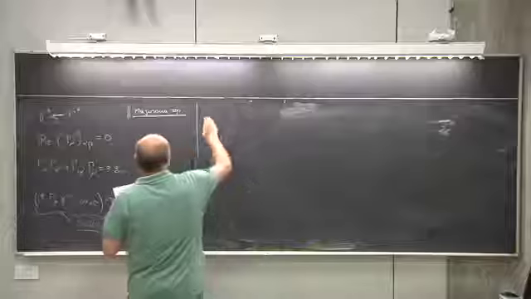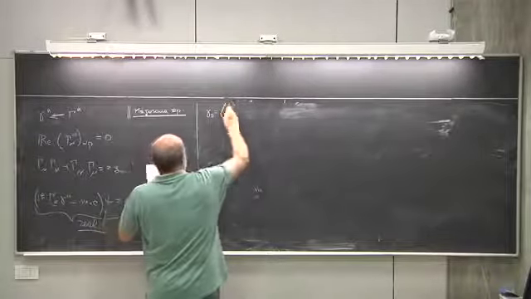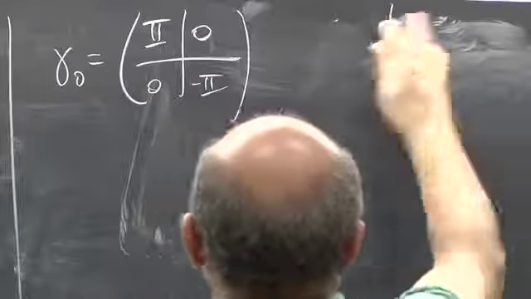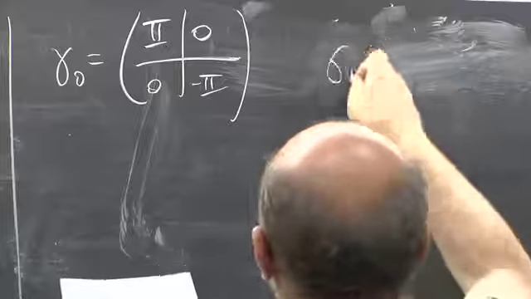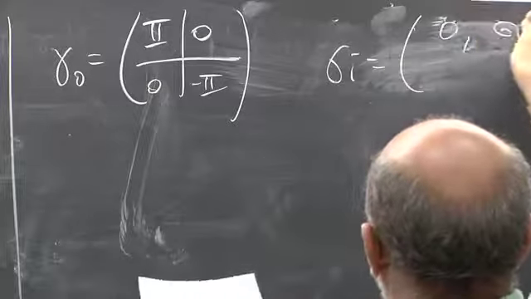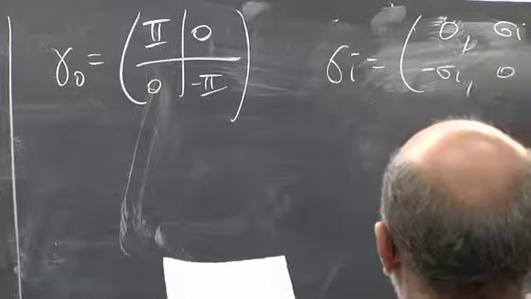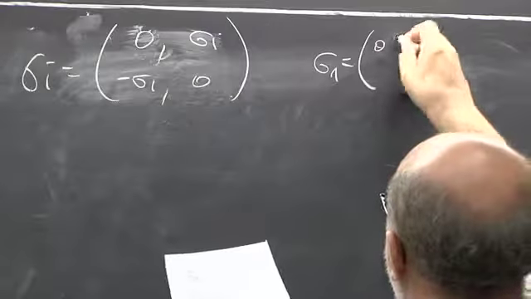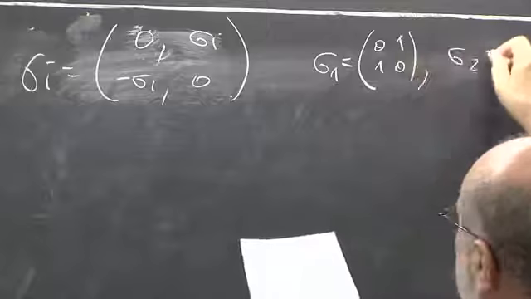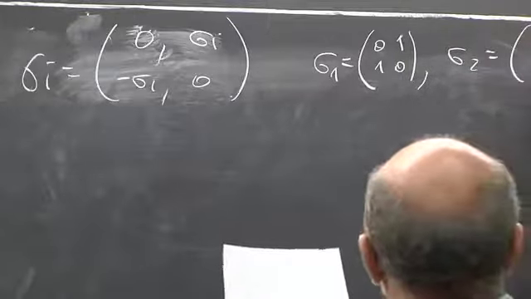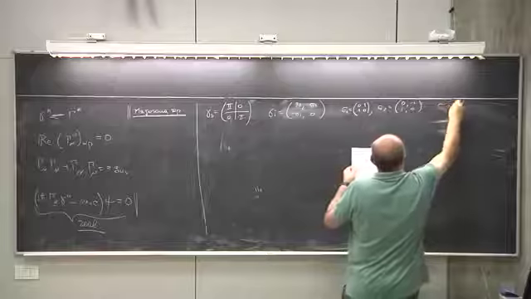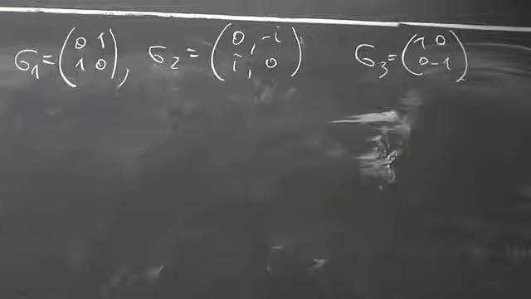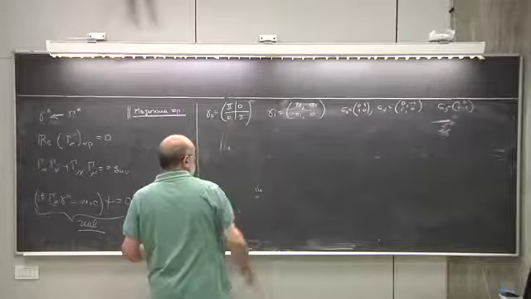How are they built? Well, let's remember the old one. The gamma 0 was I, 0, 0, minus I, and the gamma I was 0, sigma I, minus sigma I, 0. The sigma I Pauli matrices, just to remind you, are these.